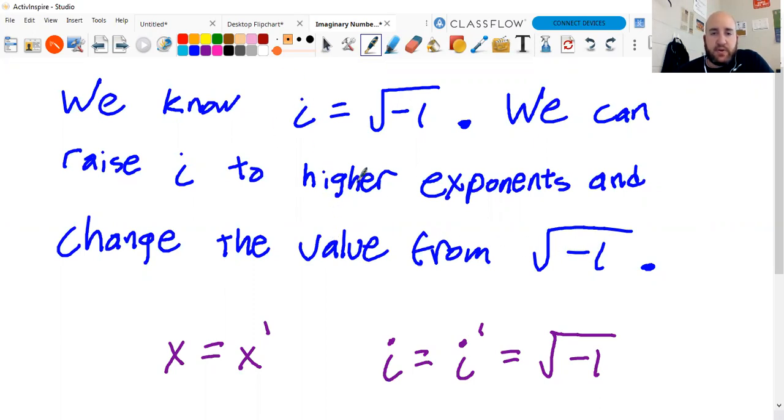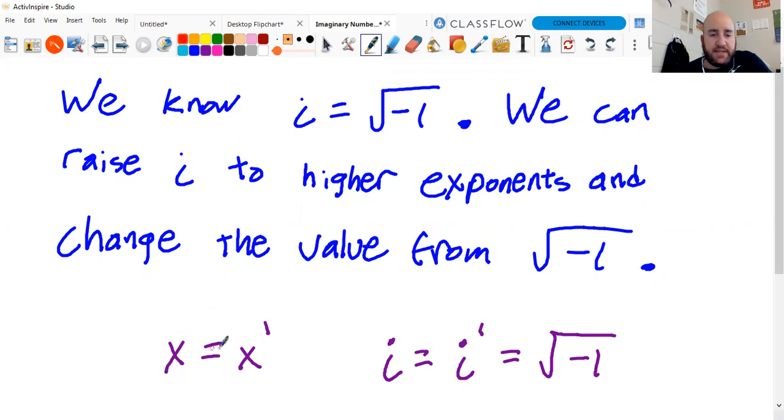So when I say higher exponents, a lot of y'all are probably saying, well, what do you mean, Coach Sharf? We hadn't talked about I with any exponents before now. Well, not explicitly, but I did tell y'all that even though I has a value, the square root of -1, we treat it pretty similarly to variables. We could kind of treat it like a variable.